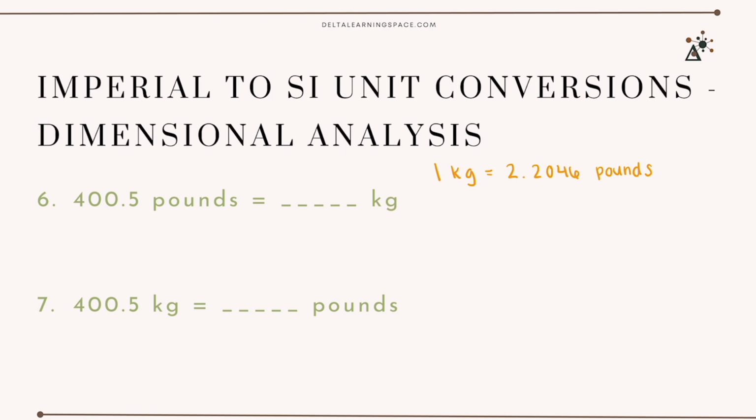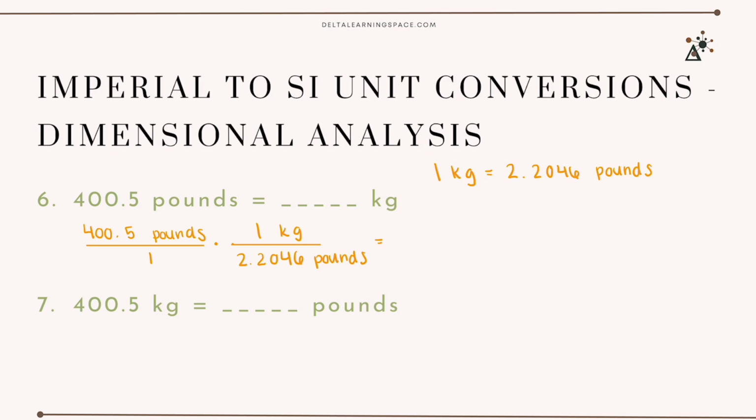So we will start with our given of 400.5 pounds, put it over 1, set up our multiplication with our fraction, and our next step is going to write our conversion factor, but we do want to cancel out pounds, which means that 2.2046 pounds will go in the denominator, and our 1 kilogram will go in the numerator. And in this calculation, this essentially comes down to doing 400.5 divided by 2.2046.